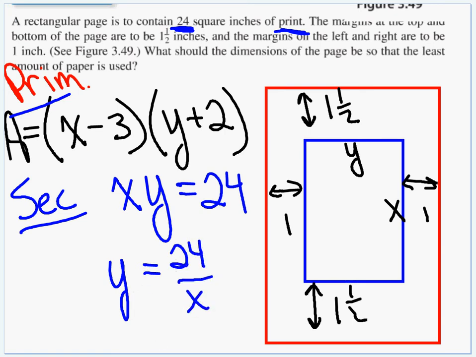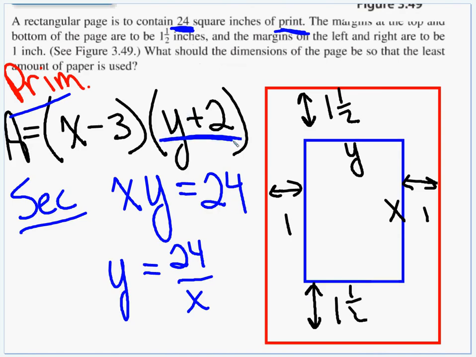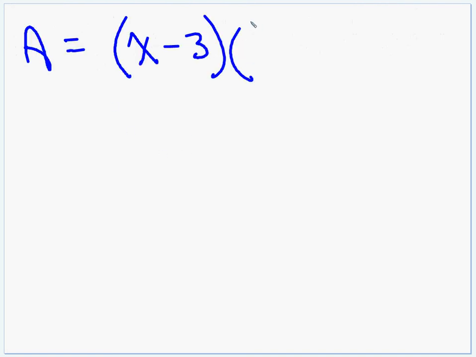So I'm going to start a new slide here. The first thing is I'm going to bring over this term. X plus 3 is a quantity. Area equals x plus 3. And we're going to multiply that by this, y plus 2, but that y is out. It's going to be 24 over x plus 2. 24 over x plus 2. So there's our primary equation in one variable.